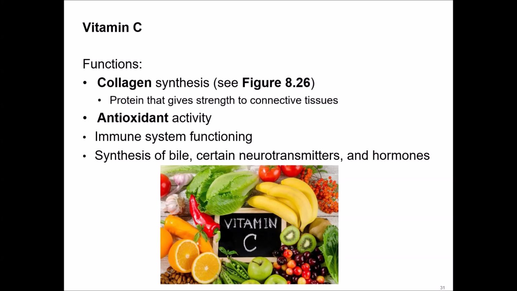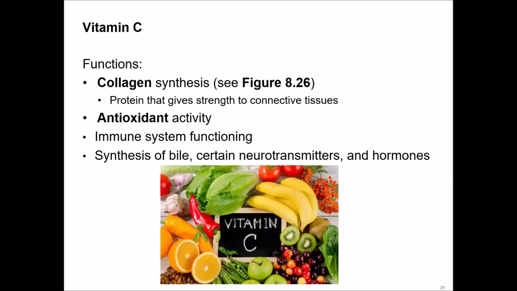Antioxidant, there again, we looked at vitamin E before, that had some antioxidant properties. And so vitamin C also has antioxidant properties. It just means that it helps to stabilize those free radicals, which may mean that it perhaps gives us some protection against certain types of cancers. And of course, the immune system is very important.